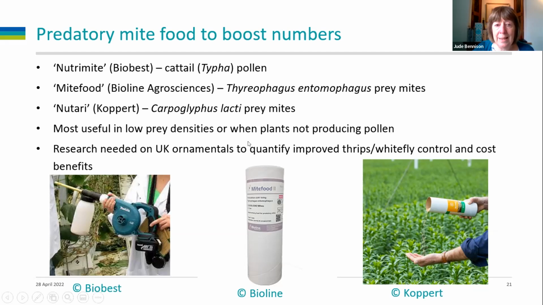What I would say is that most of the research and commercial use of these products has been overseas on protected edible and cut flower crops, and haven't really done any research over here on bedding and pot plants. So it would be quite good to do that. So if BPOA would be interested in that, to see what the cost benefits are in using this for either thrips or whitefly control, or would it be as good just to stick a few more predators in, then we could talk about doing that.